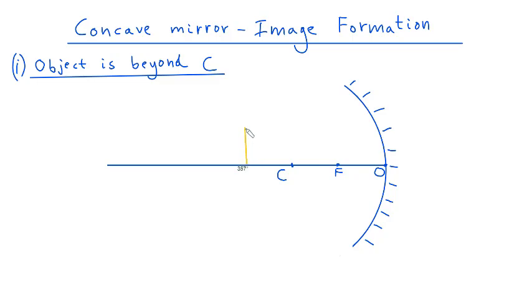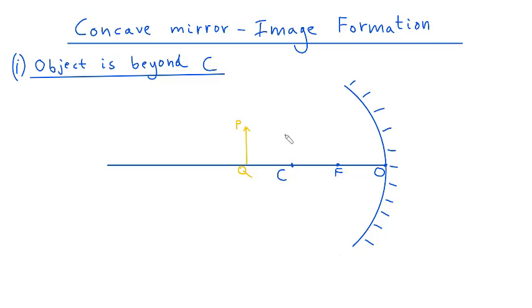So let's say our object is something very simple, just an arrow, and the top of the arrow we'll call point P, and the bottom of the arrow we'll call point Q. So what we're interested in is where will the image corresponding to this object form. Remember that point F here is known as the focal point, and point O here is the center of the concave mirror.